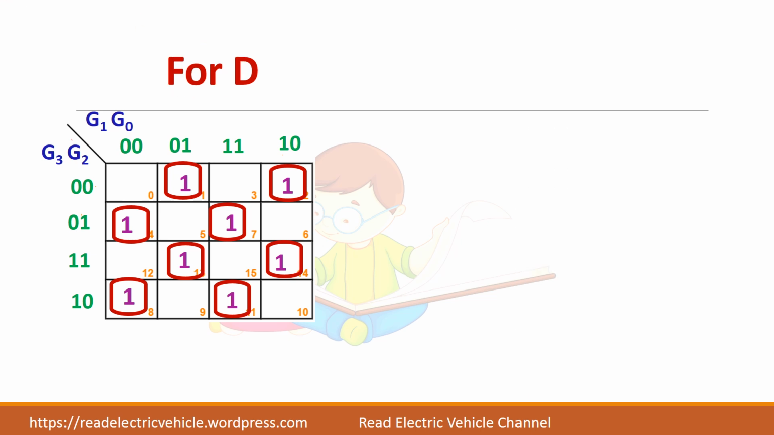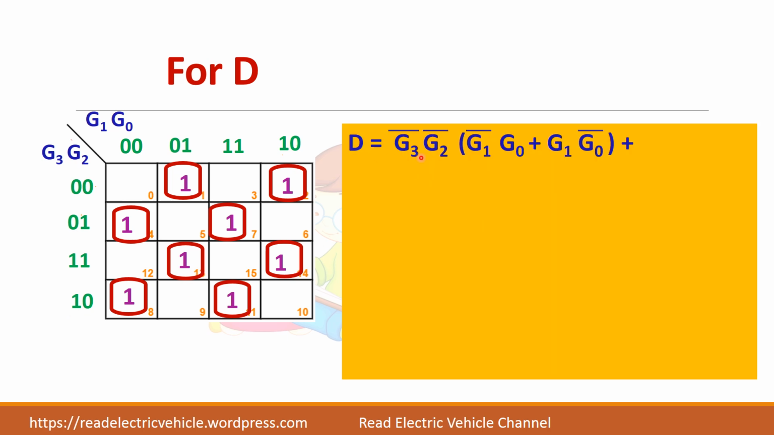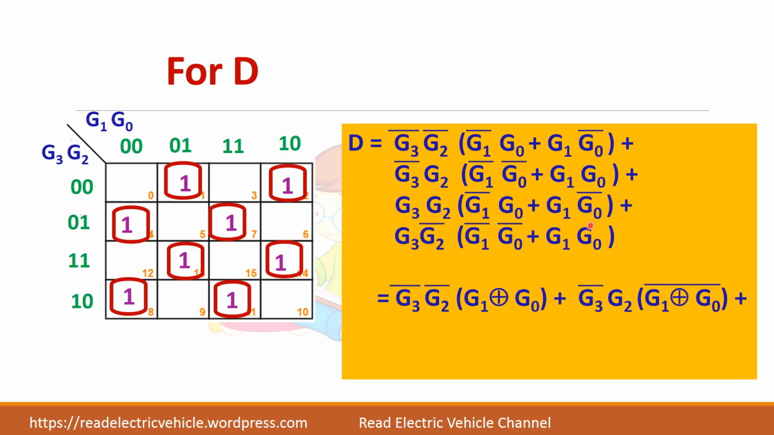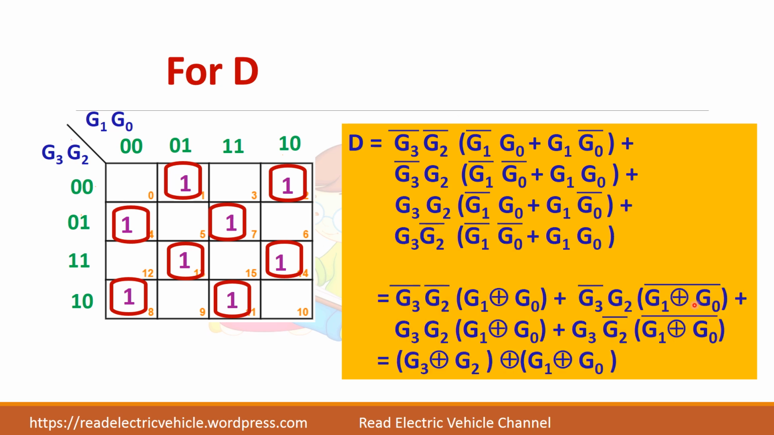Now let us write the equation for this one. So D equal to, you take this one, first row 2 ones are there, so this can be taken as a common variable, G3 bar G2 bar into, for this one it is G1 bar G0 plus G1 G0 bar. This is nothing but an XOR gate, XOR of G1 and G0. Similarly you can write for all the ones, and if you simplify you will get exclusive OR of all the 4 input variables.